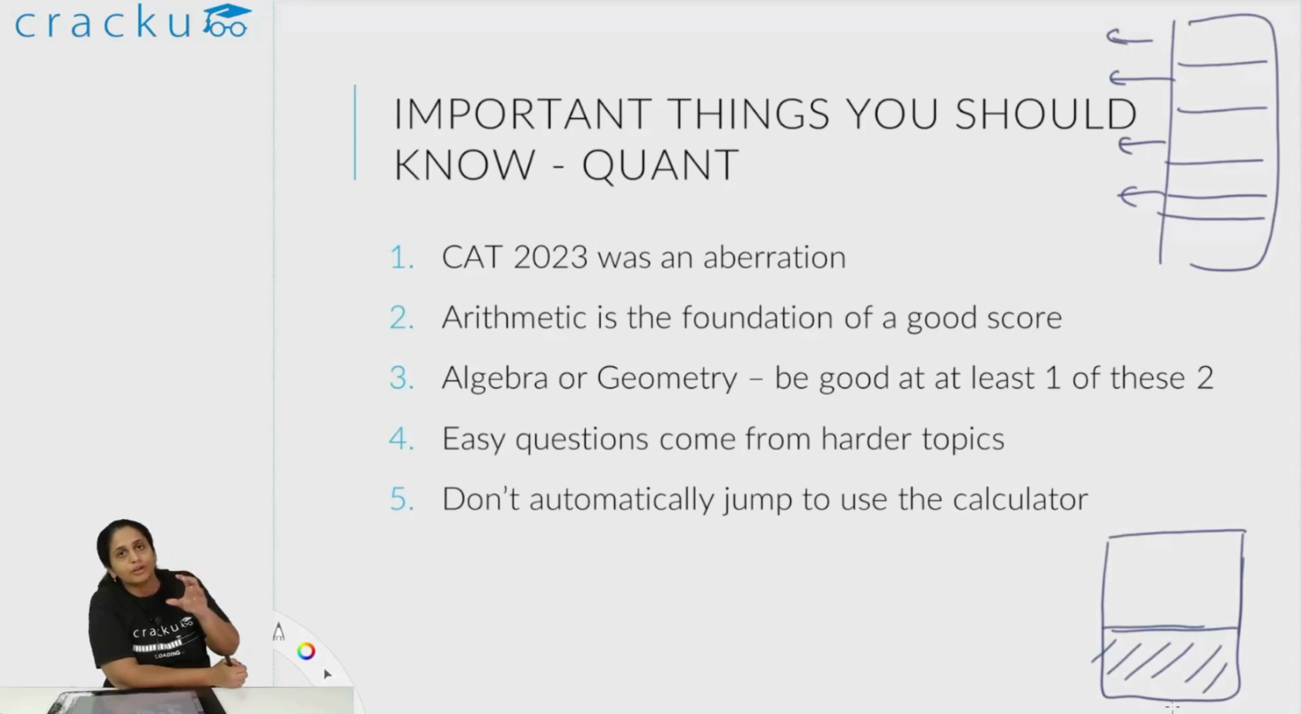When you are struggling to even reach 80 percentile, that clearly shows that you have not given enough time to arithmetic. This is the single biggest mistake I've seen a lot of students do. They start with number systems. Number systems is not that important. Number systems, you'll hardly get one question out of 22.